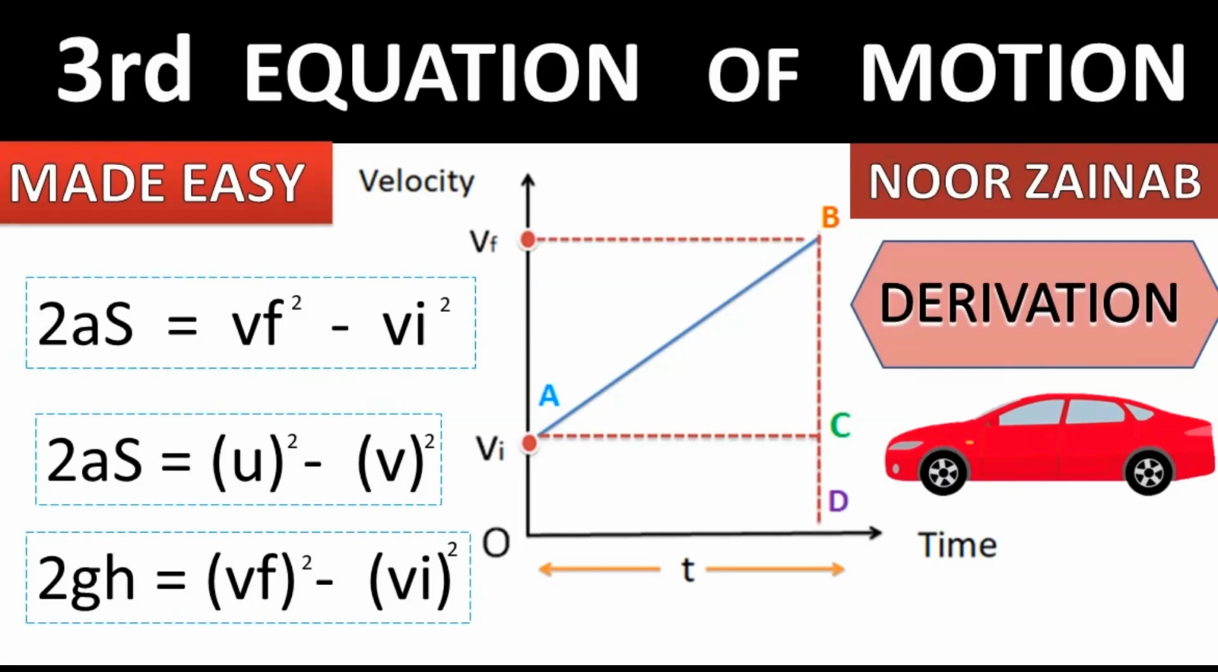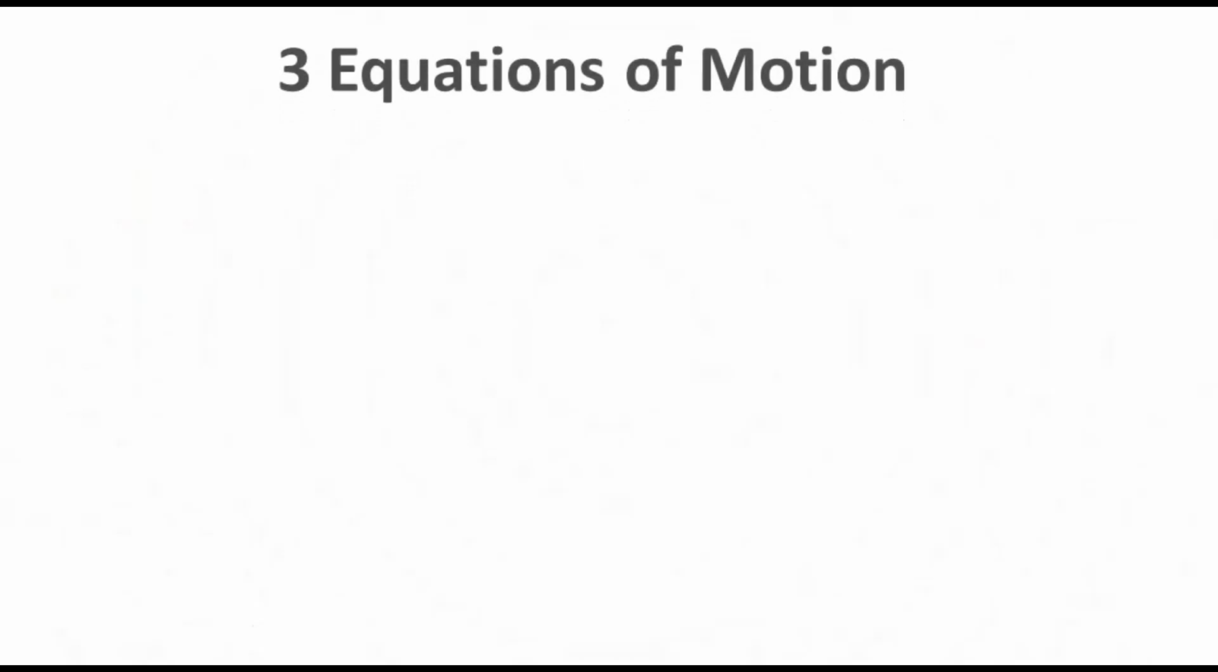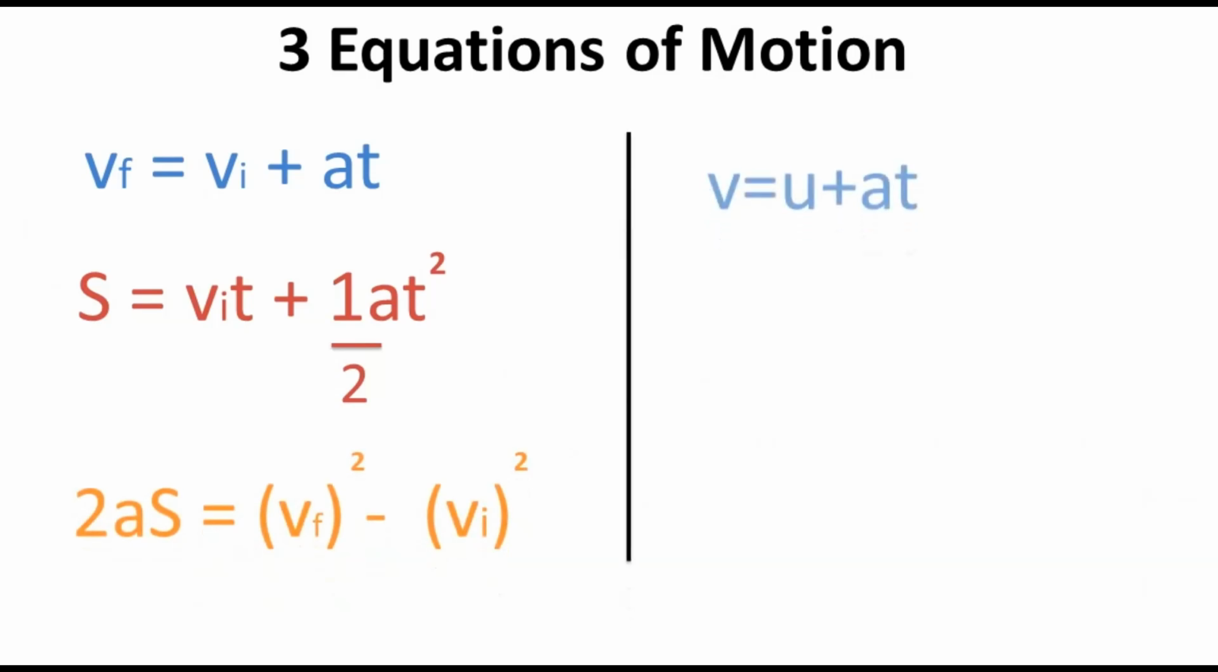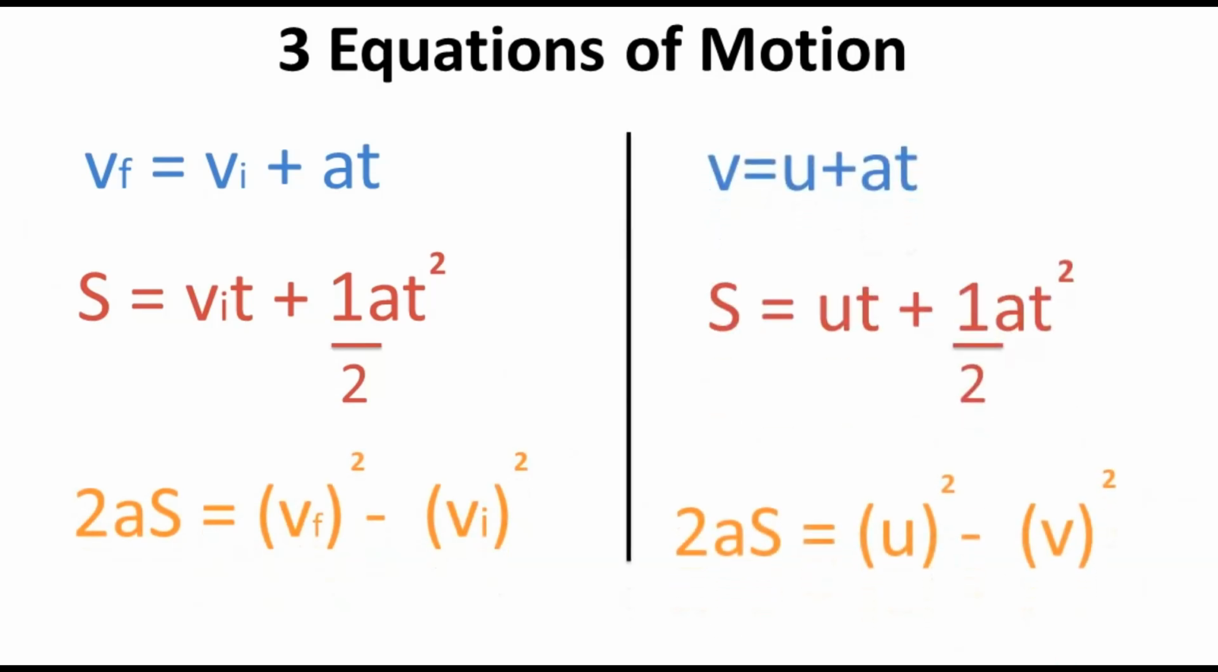We will study how we can derive the third equation of motion in an easy way. There are three equations of motion. We have derived the first and the second equation of motion in the previous videos, and in this video we're going to derive the third equation of motion. In these equations, the initial velocity can also be replaced by the letter u.